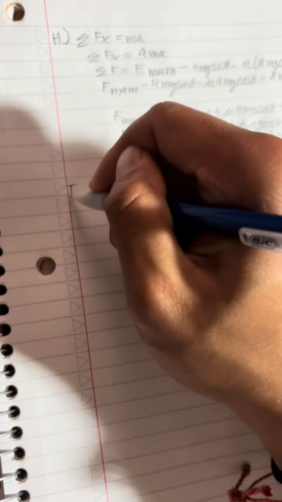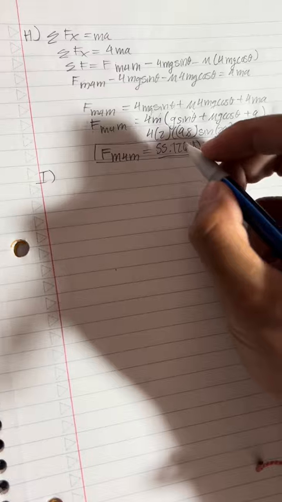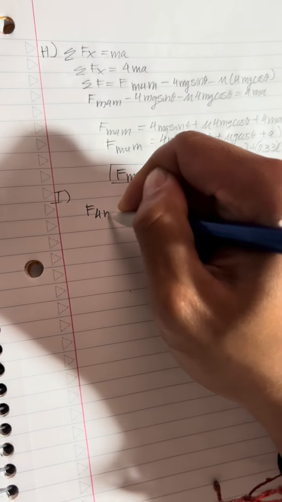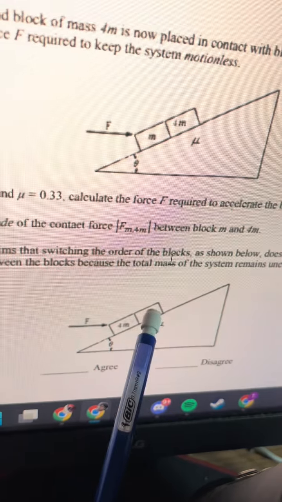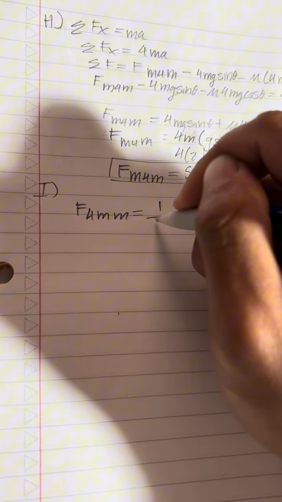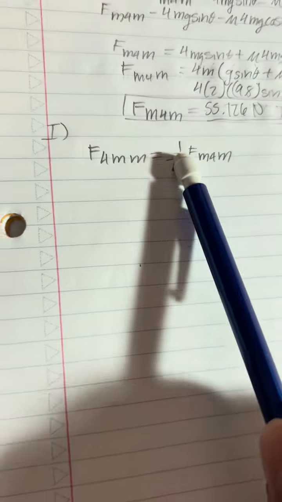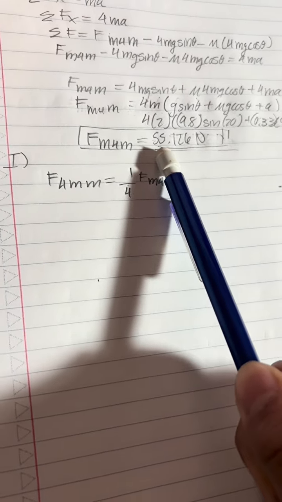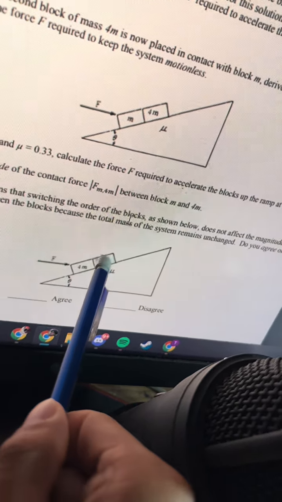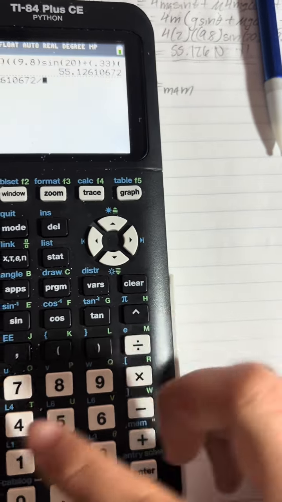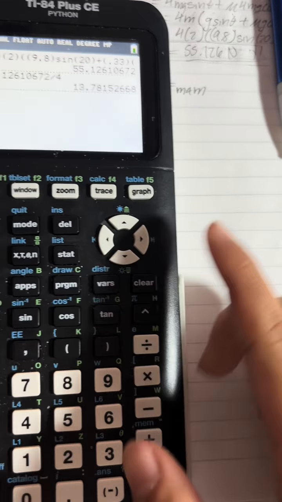Okay, now for part I, now that these two blocks have been swapped around, I can make a statement that F of 4m, which is this block right here, is equal to 1/4 of F of m4m, because this is 4 times more of the weight. So if I already have this weight right here, I'm going to divide by 4 and see what the contact force of this block is. So I have the previous saved equation answer right here. I'm going to divide it by 4. And that gives me roughly 13.7.